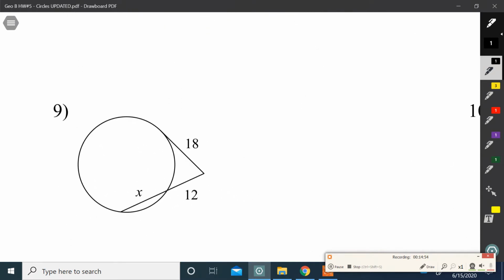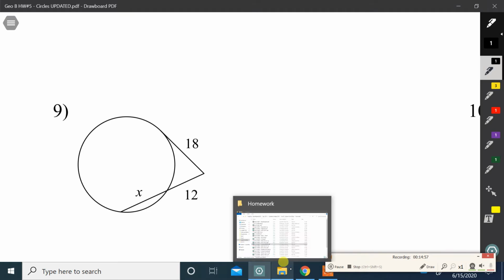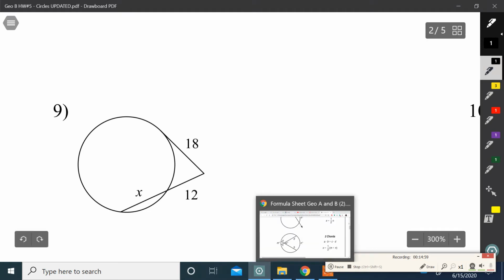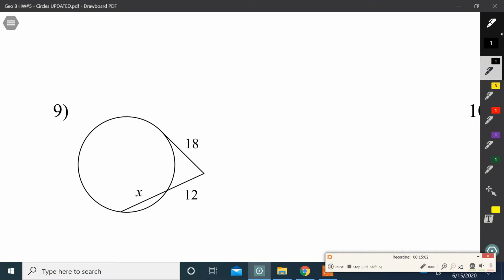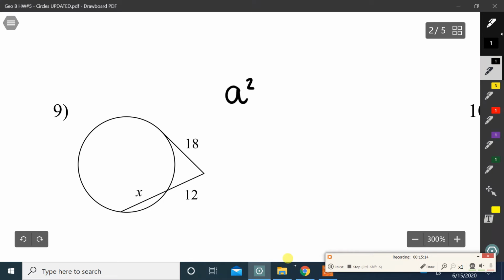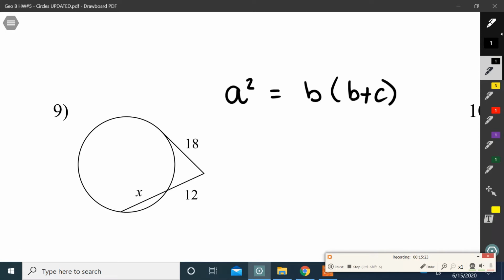Alright, this one, number 9, identify what you have. So when I look at the formula sheet, and I'm going to look over here on my other computer, I can see that that's a tangent and a secant. The formula for that is a squared is equal to b times (b plus c). I'm not asking you guys to memorize any of these formulas. That is not the point of any of this. The point is that you understand how to identify which formula to use and use it, okay?